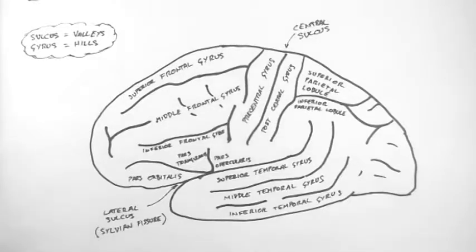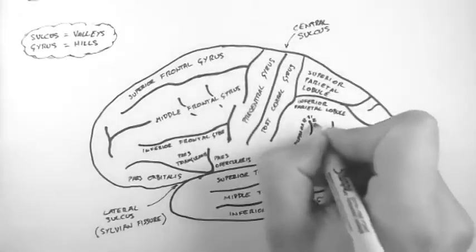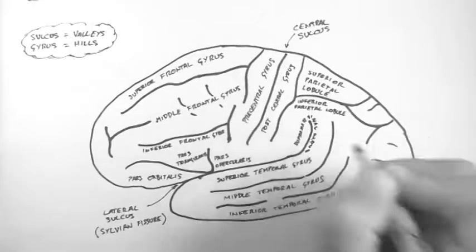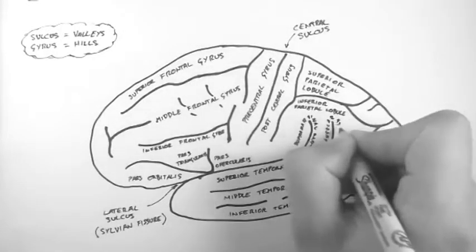These are named pars orbitalis because it's the part above the orbit, the pars triangularis, which is the triangular part, and the pars opercularis, which means a lid. And it's called the lid because underneath it is the insular cortex. Now over here is the supramarginal gyrus. And then around here is the angular gyrus.